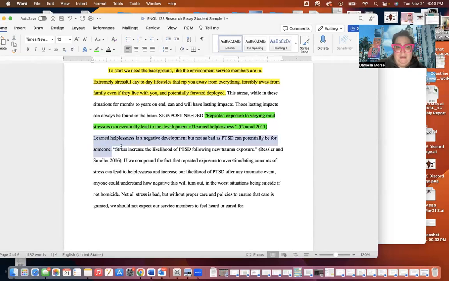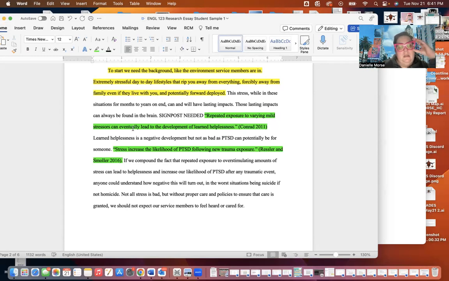Let's see. Learned helplessness is a negative development. They're tossing around psychological jargon without explaining what it means. So that's a bad writing practice. Is a negative development, but not as bad as PTSD can potentially be for someone. There's that potentially again. That's hedging. It's still good, although there's other words we can use for hedging.